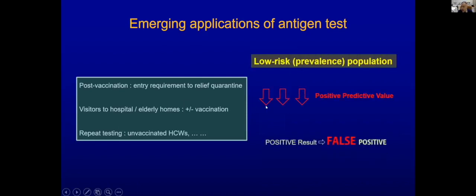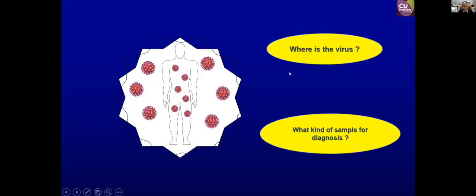Now, in all these situations, I want to bring out one point for your consideration: we are actually testing populations of low risk of infection because they have been vaccinated, they are healthy, and they don't have history of exposure. So they have a very low prevalence of infection. Now, in that case, the positive predictive value, that means when you receive a positive result, what is the chance that the result really indicates a true infection? This positive predictive value will become very low because of the testing population itself.